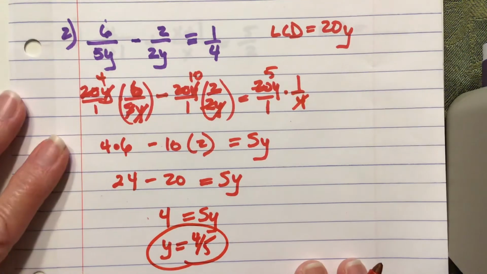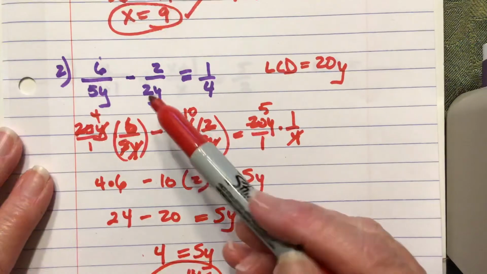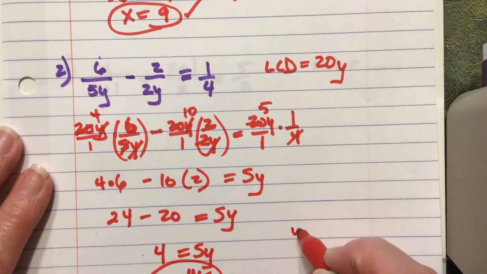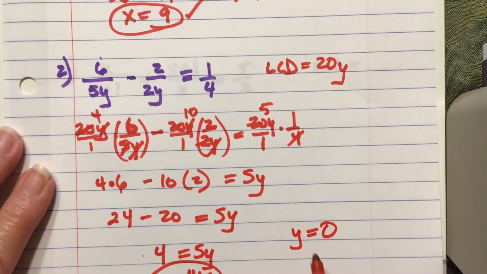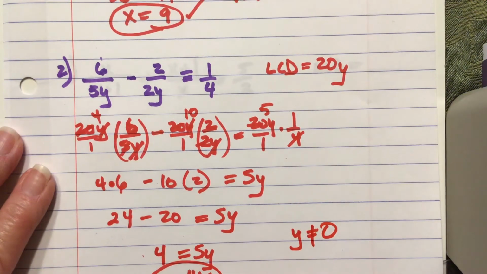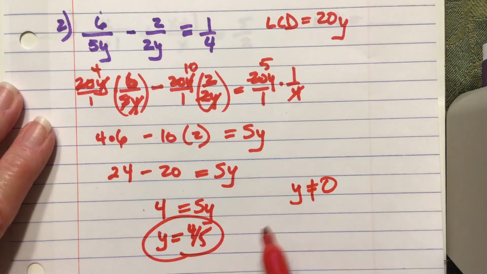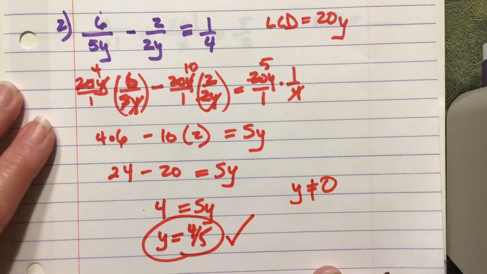Now I have to check my restrictions again. So let's go back up here. I have 5y and 2y in my denominators. So my denominator cannot have a 0 in it, so y cannot equal 0. And I got y is equal to 4/5, so it's not 0. So that is a solution that can work.